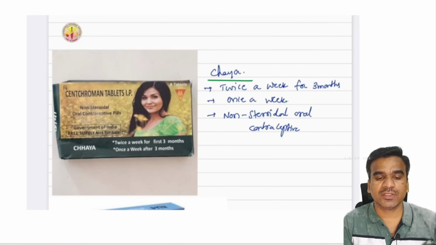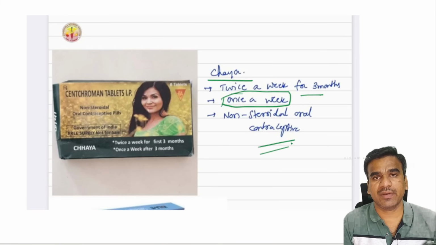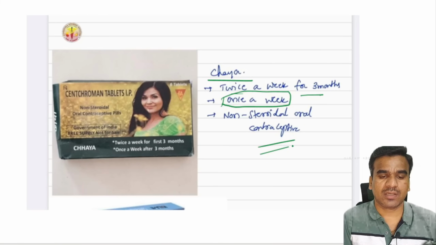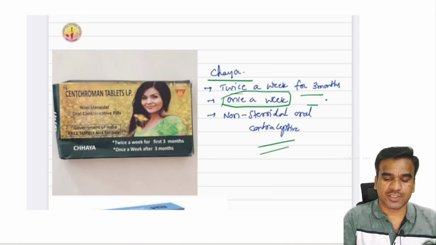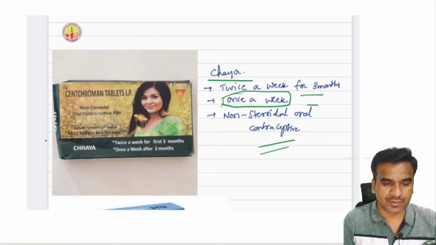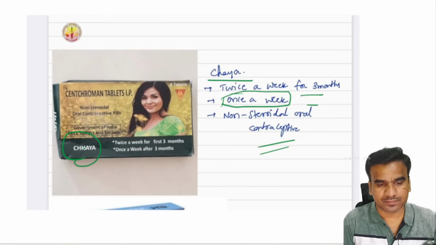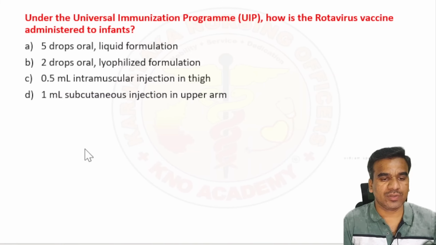Initially we start with twice a week for 3 months. After that, once a week. This is a non-steroidal oral contraceptive. Last time they asked for an example of a non-steroidal contraceptive. This time they have asked for the weekly contraceptive, that is Chaya. Here we can see the name Chaya. So we'll move on to the next question.